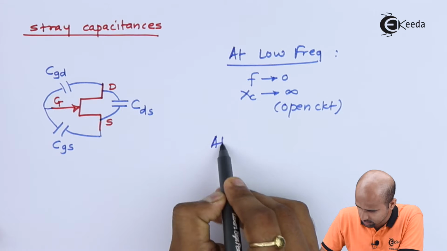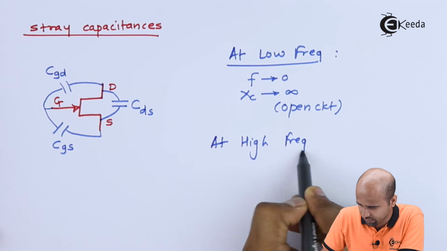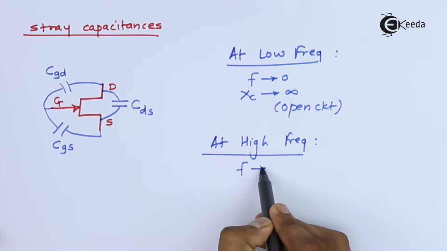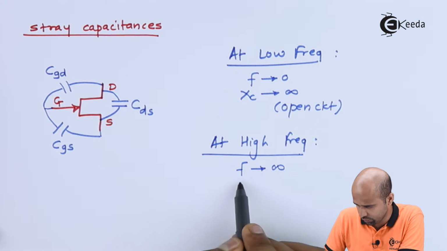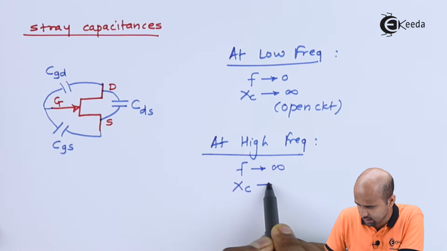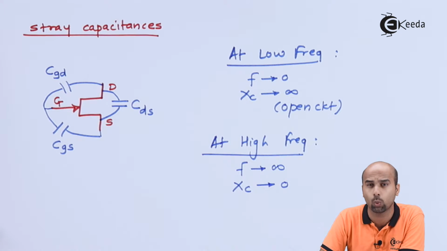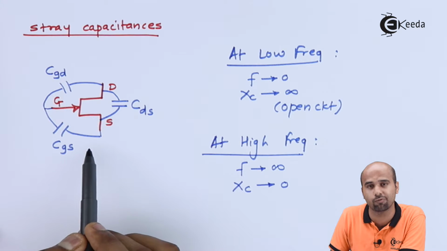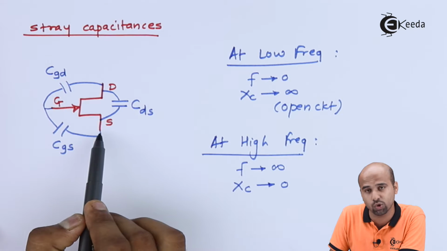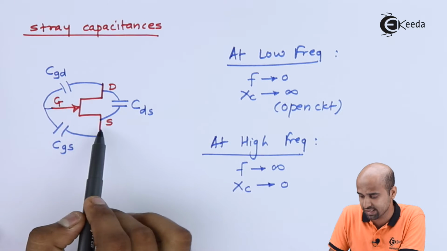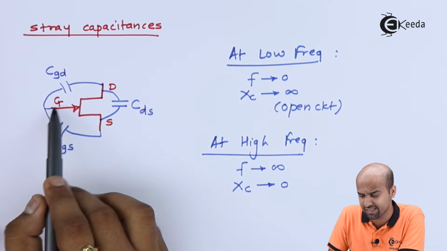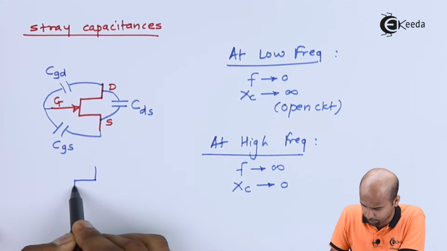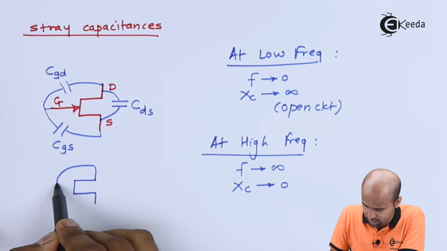Now let's look at high frequency analysis. For high frequency analysis, as f tends to infinity, XC tends to 0. Now what will happen if XC of CGD, CDS and CGS becomes 0? Then drain is connected to source internally, gate is connected to source internally, and gate is connected to drain as well internally. That means this is chaos, completely khichdi of all the terminals, right?